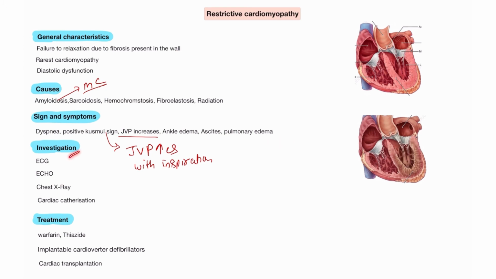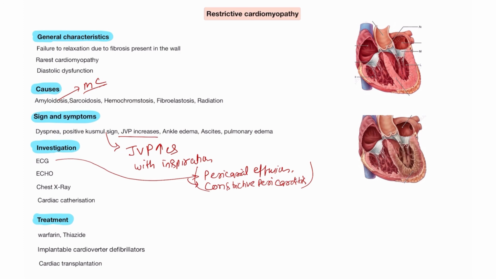What is the investigation of choice? For investigation, we use ECG, echo, chest X-ray, and catheterization is also used. In the ECG, you will see pericardial effusion, and also constrictive pericarditis. So you will see this in the ECG of the patient.